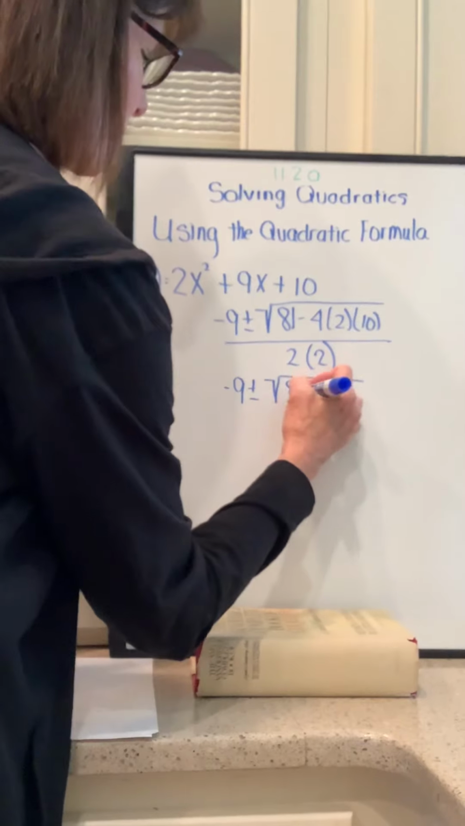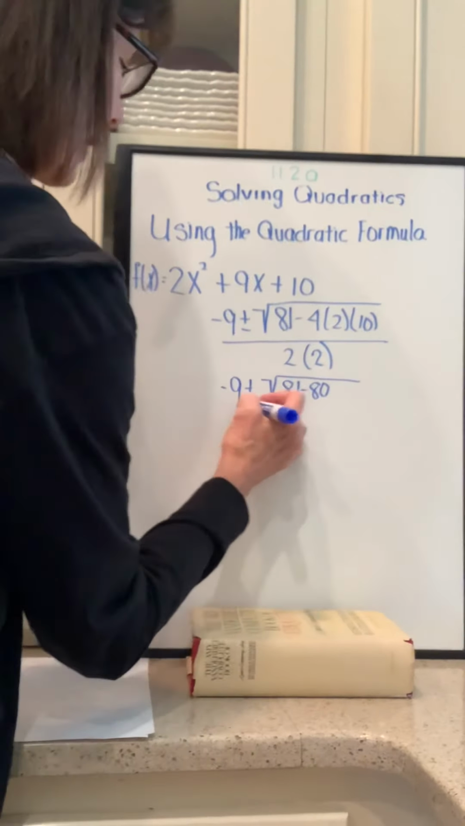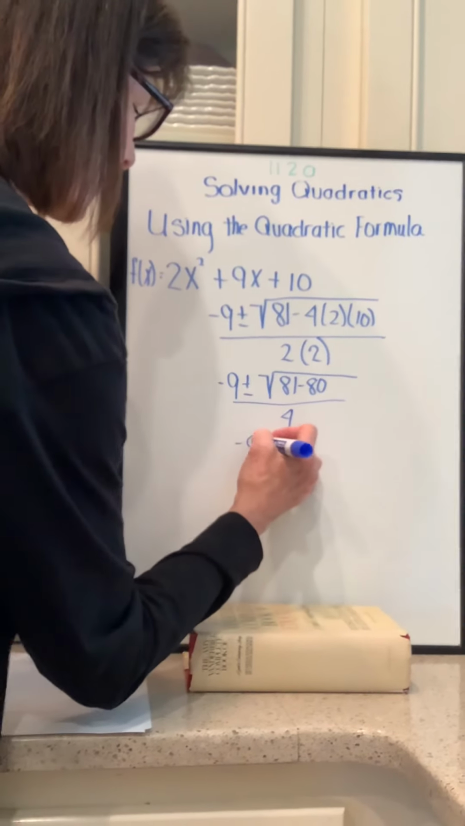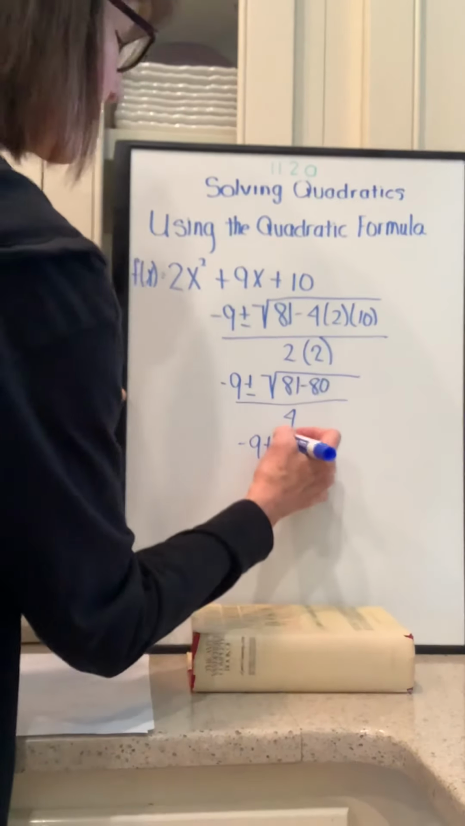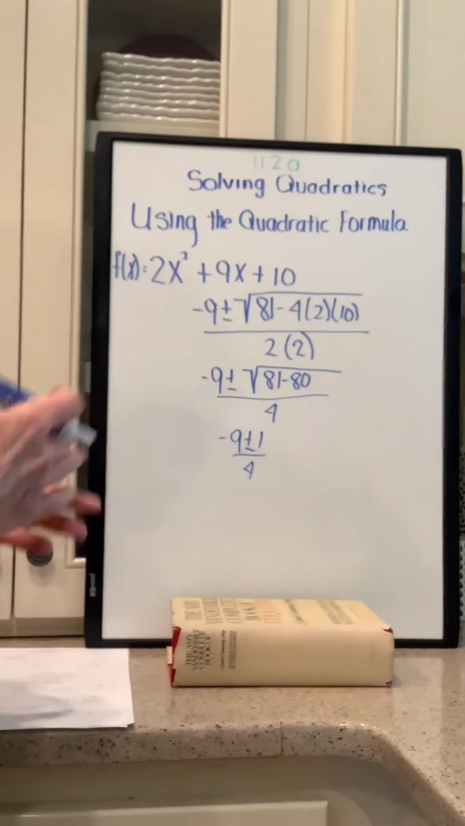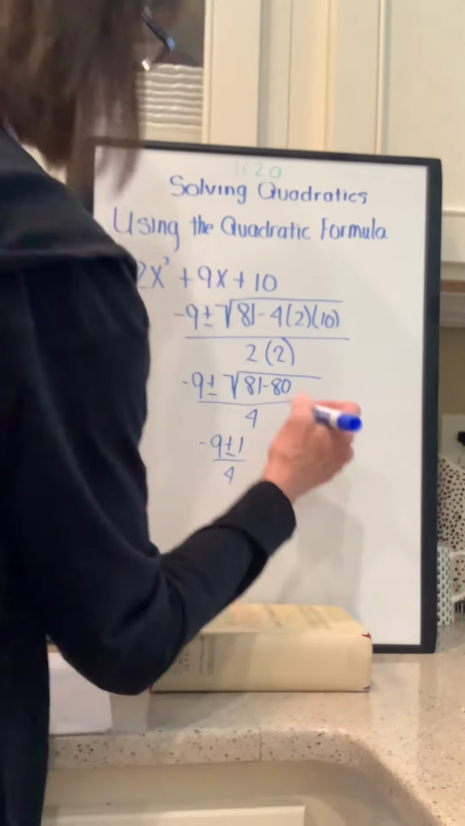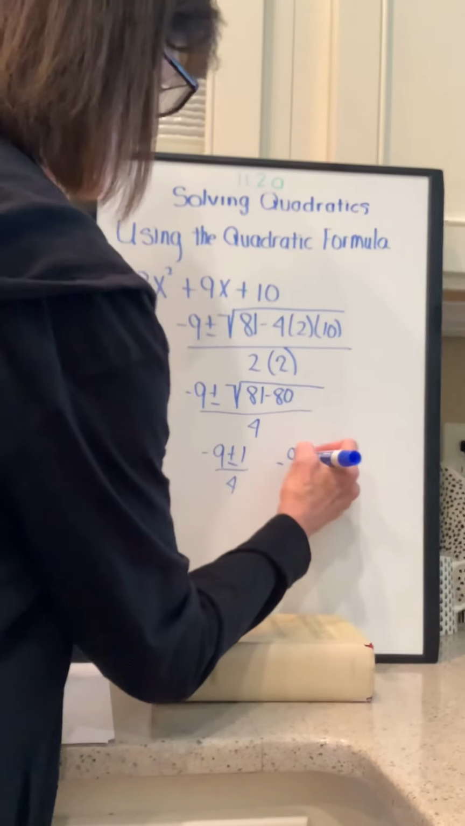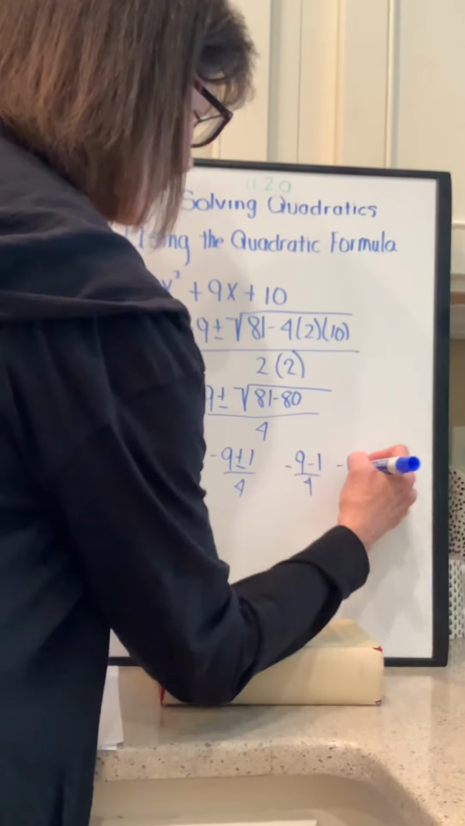I'll show you every step to see if that helps. 81 minus 80, all that's over 4. So we have negative 9 plus or minus the square root of 1, which is 1, over 4. Because these are numbers, you can't leave it like this. You have to break it apart. On your test, remember, if it's a squared number, you're going to find 2 answers. So it's going to be negative 9 minus 1 over 4 and negative 9 plus 1 over 4.